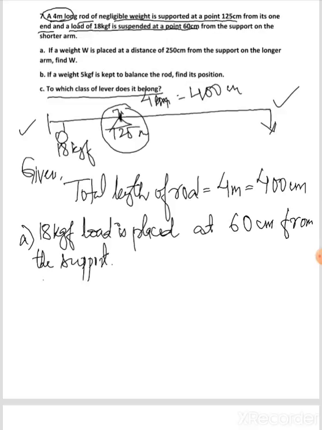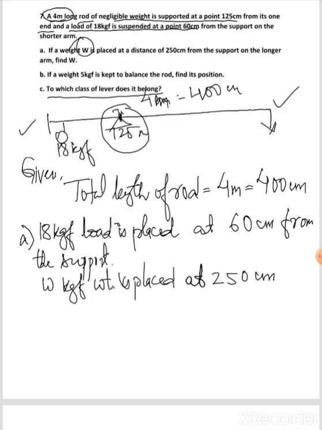Okay, W kgf weight is placed. See, I'm writing this from the question. Here you can say W kgf weight is placed at what distance? At 250 centimeter from the support.